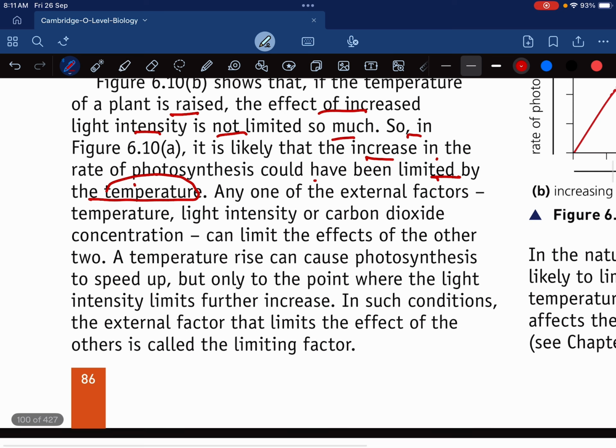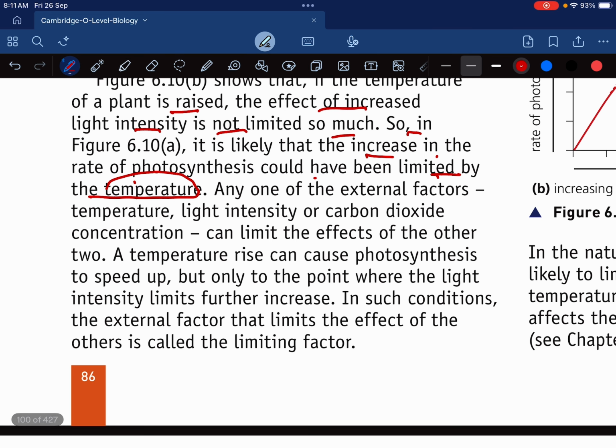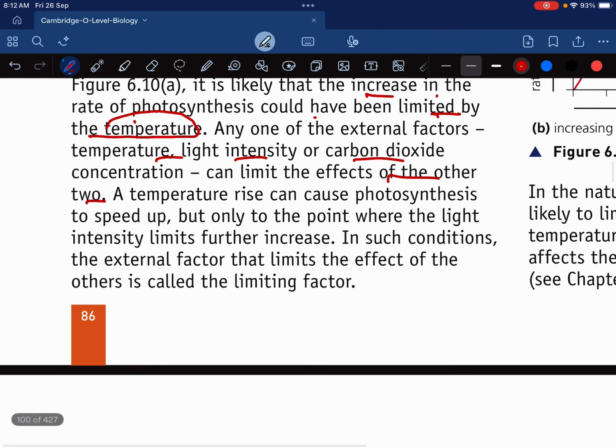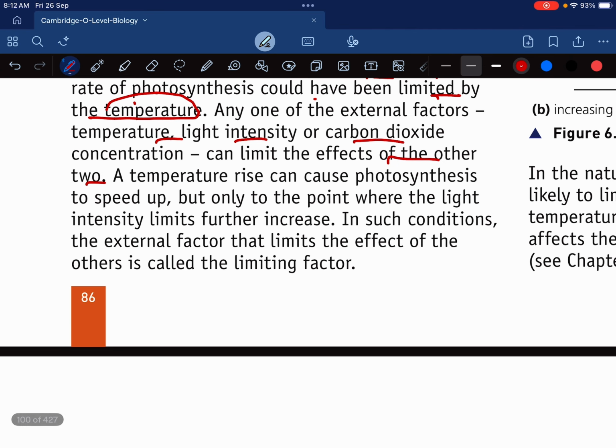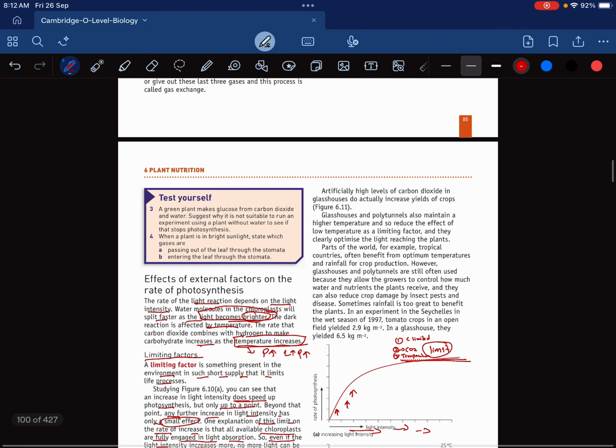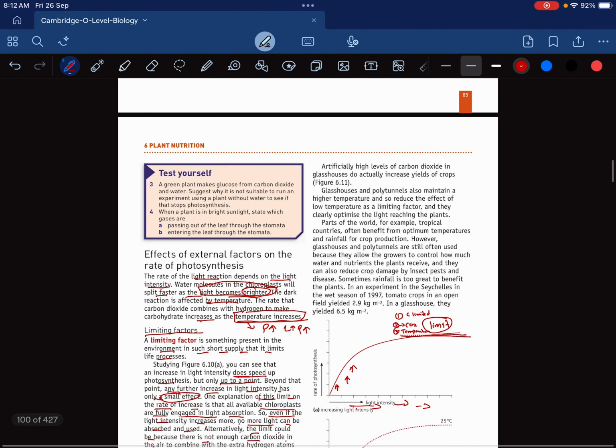Any of the external factors, temperature, light intensity, carbon dioxide concentration, can limit the effect of the other two. A temperature rise can cause photosynthesis to speed up, but only to a point. There will be a point where it becomes stagnant again, becomes constant again, where the light intensity limits further increase. In such conditions, the external factors that limit the effect of the others is called a limiting factor. No problem, I will explain again what they mean by limiting factor. But I'll get into it.